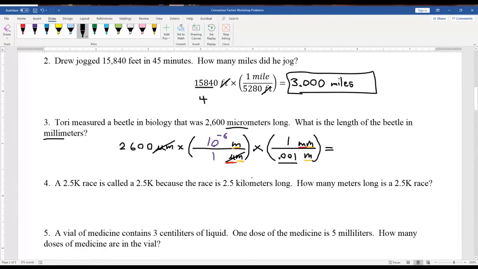2,600 times 10 to the negative 6, and then divide by 0.001. And what do you get? What do we get for our final answer? Yep, absolutely, 2.6. Very well done. 2.6 millimeters. Tiny beetle. All right, cool.